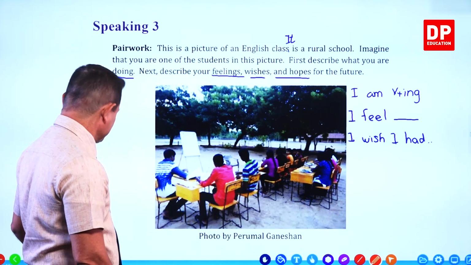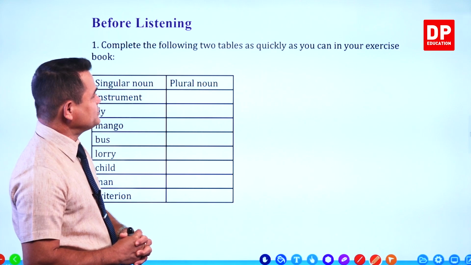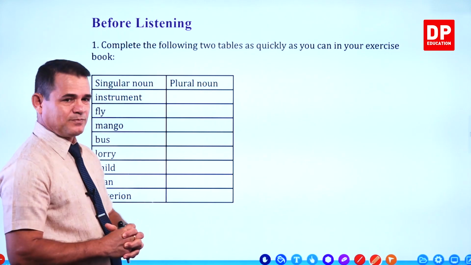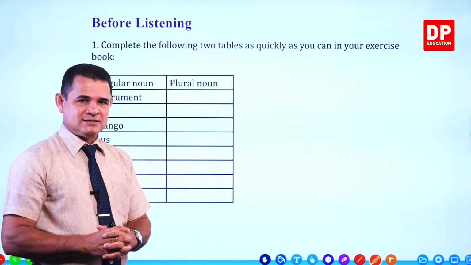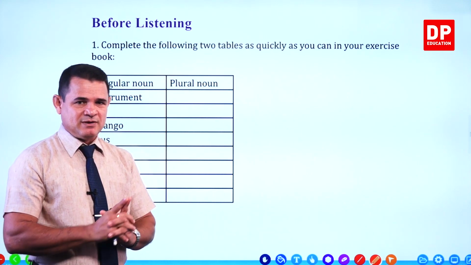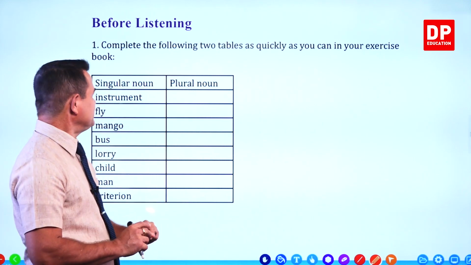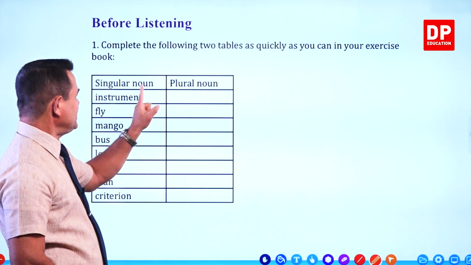Now just then you're going to listen to a nice song. Before that, before the listening part, complete the following 2 tables as quickly as you can in your exercise book. So there's a table given in the textbook. Singular noun and plural noun.